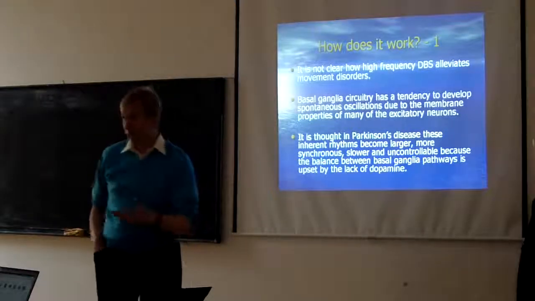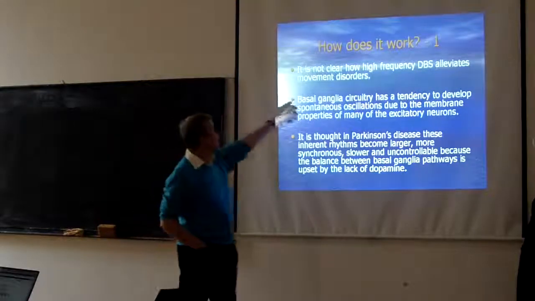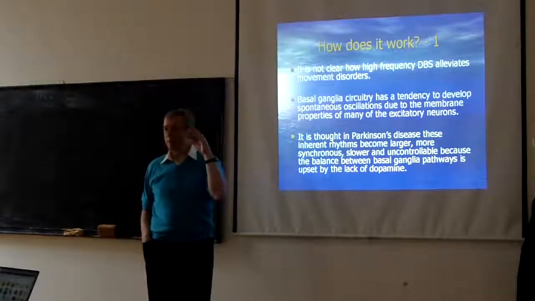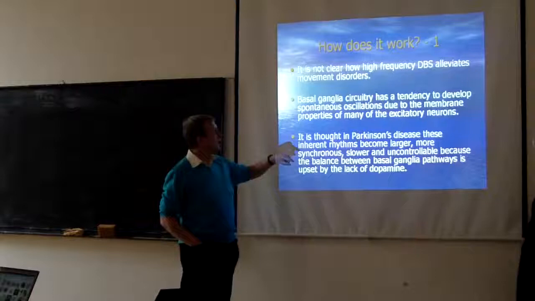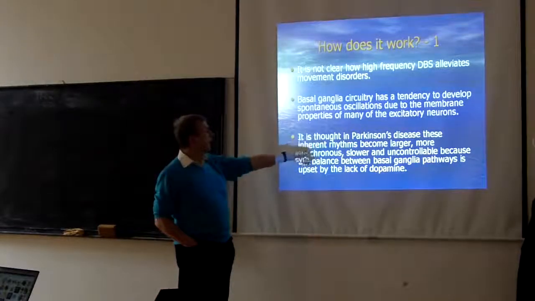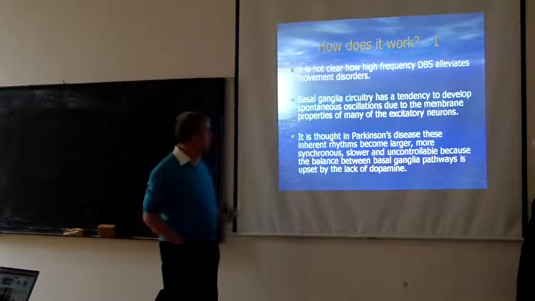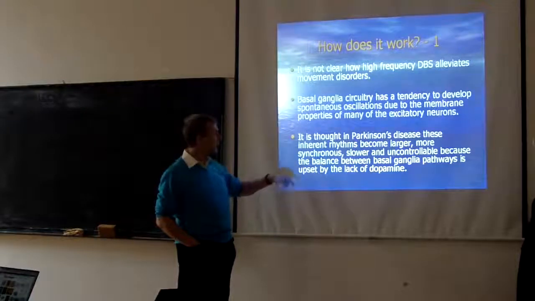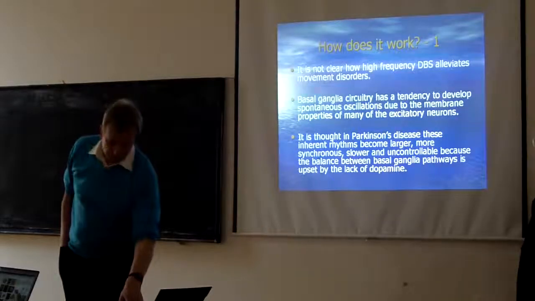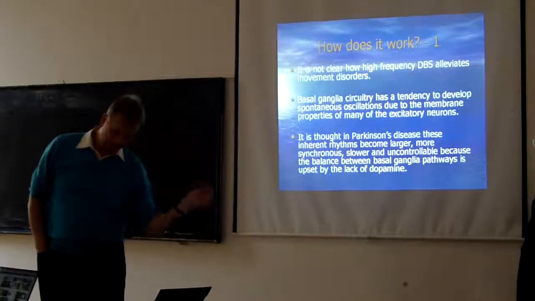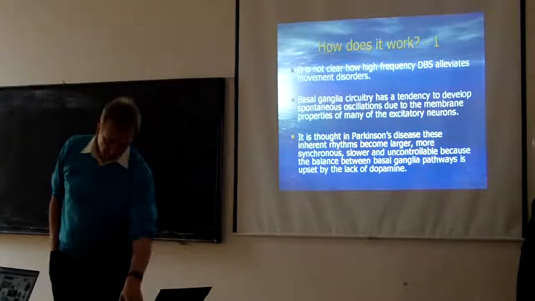How does it work? I don't know that this is the answer. It's not clear how it works. So the basal ganglia circuitry, this is more just suggestions, you get these spontaneous oscillations. It's thought that in Parkinson's disease these rhythms become larger, more synchronous, slower and uncontrollable because of the lack of dopamine. But sometimes the surgeons will think that rather than becoming larger, the rhythms become smaller.